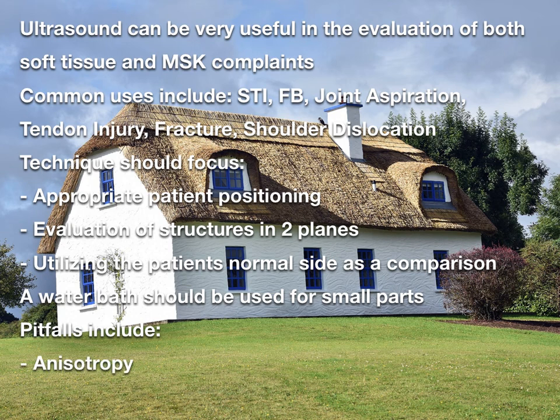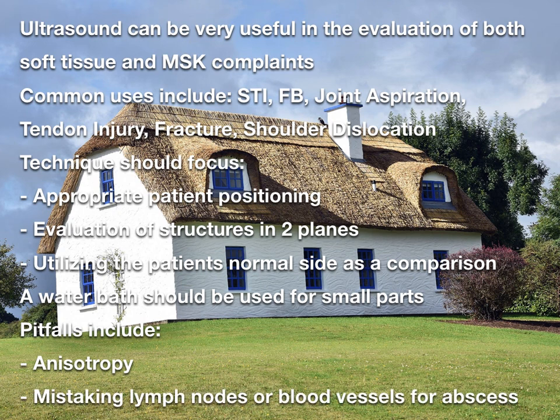Don't forget about anisotropy. If you notice that you're seeing a dark area in a tendon or muscle and you're suspicious for a possible injury, make sure to evaluate in 2 planes and also to make sure that your ultrasound beams are perpendicular to the structure of interest to avoid this error. Secondly, when evaluating for abscess, be sure to use color Doppler to ensure you're not going into a lymph node or blood vessel, as this could lead to significant complications. And lastly, as with any adjunct, ultrasound should be used to assist with your clinical decision making and should never trump your clinical suspicion for any specific diagnosis.